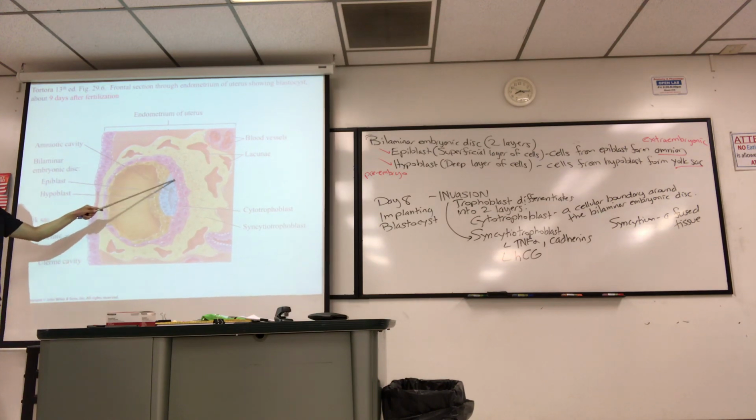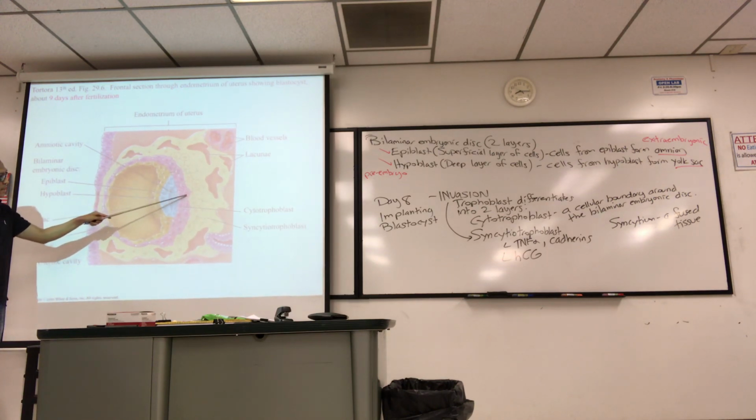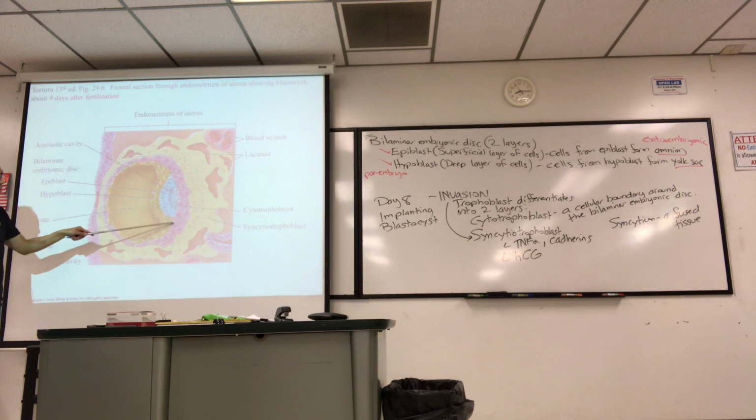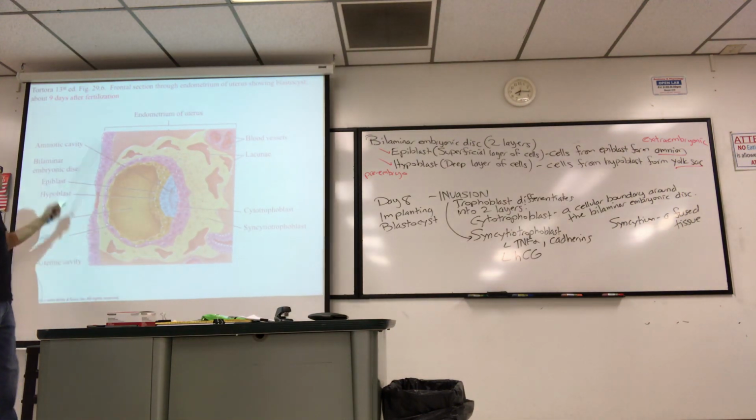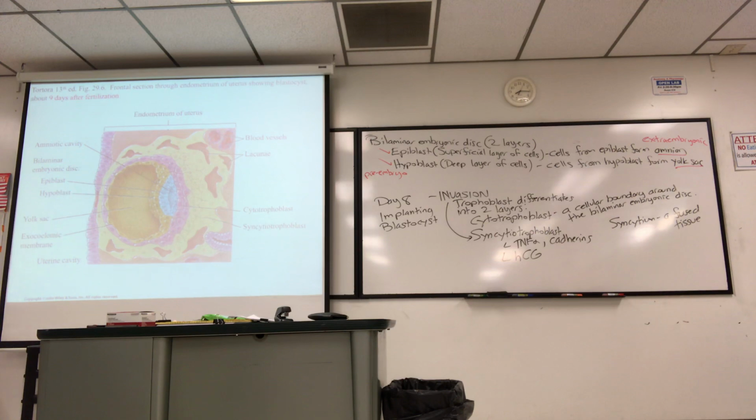Cytotrophoblast. And you see how the cells are maintaining their cell membranes here? But look at the syncytiotrophoblast. They kind of disintegrate and become a giant blob. So this is 9 days, and we're fully in.